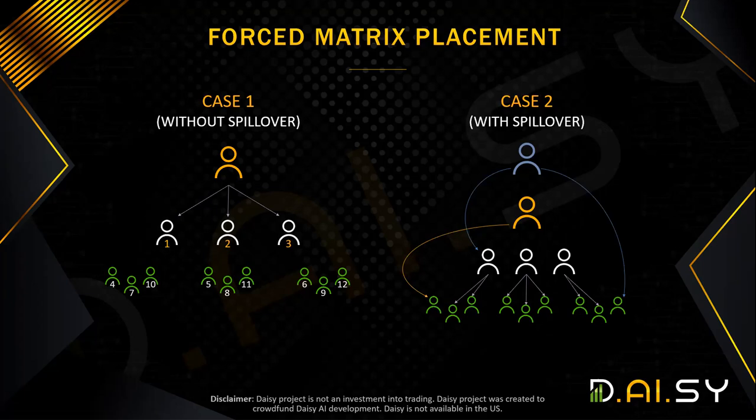And these people here, your 1, 2, 3, have to bring three people. And if they don't, your matrix stops there, and then no extra earning. Now, if we compare it with this matrix with spillover, let's imagine this is you and you bring these two guys, your sponsor who is here is able to fill this spot for you, to fill the position so that you have all three people.